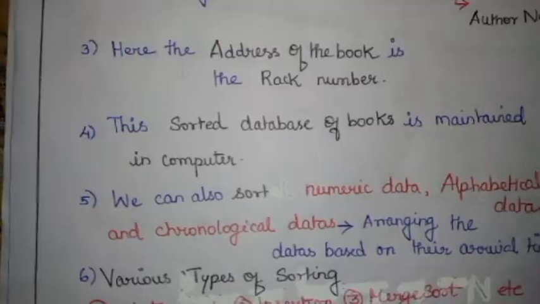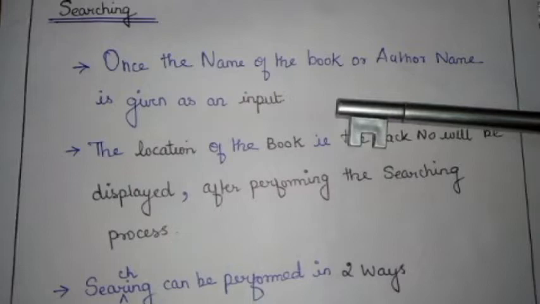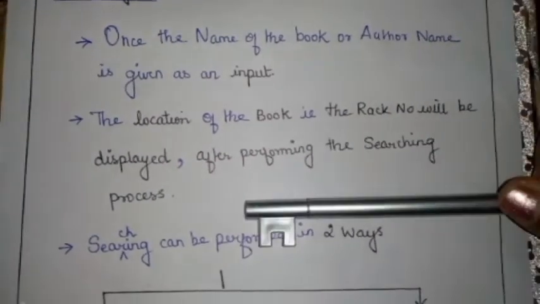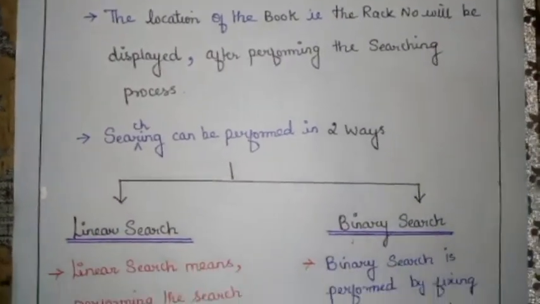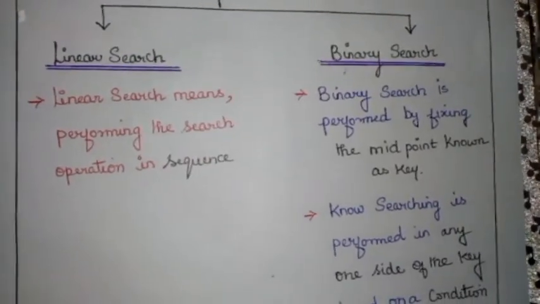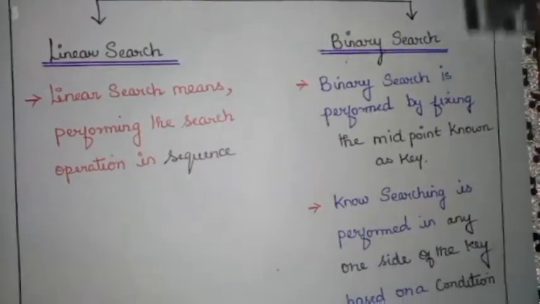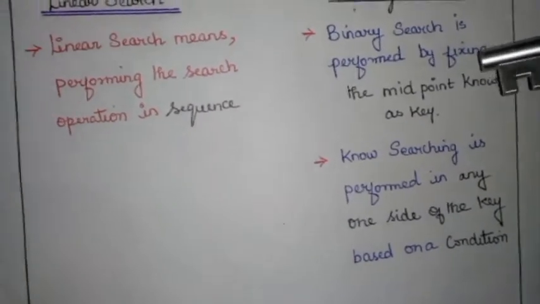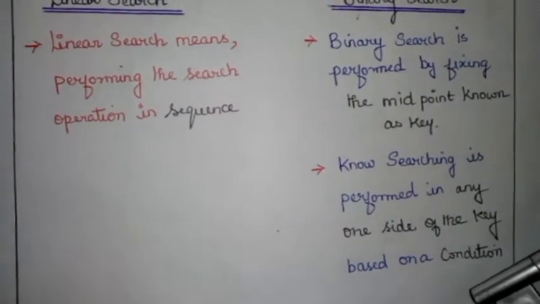Next we'll see what searching is. Searching is nothing but once the name of the book or author name is given as an input, the location of the book, that is the rack number, will be displayed after performing a searching process. Searching can be performed in two different ways. One is linear search and the next is binary search. Linear search is very similar to a normal searching technique, which is searching in a sequence, whereas binary search is performed by fixing a midpoint known as a key, and searching is performed on any one side of the key based on a condition.